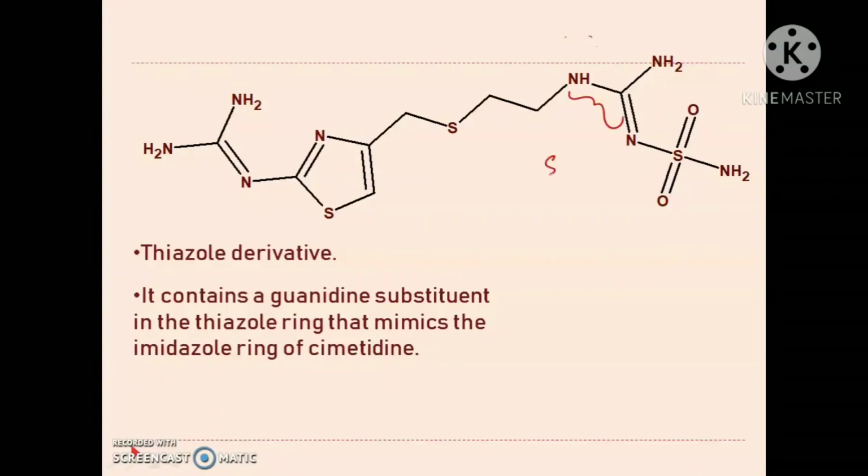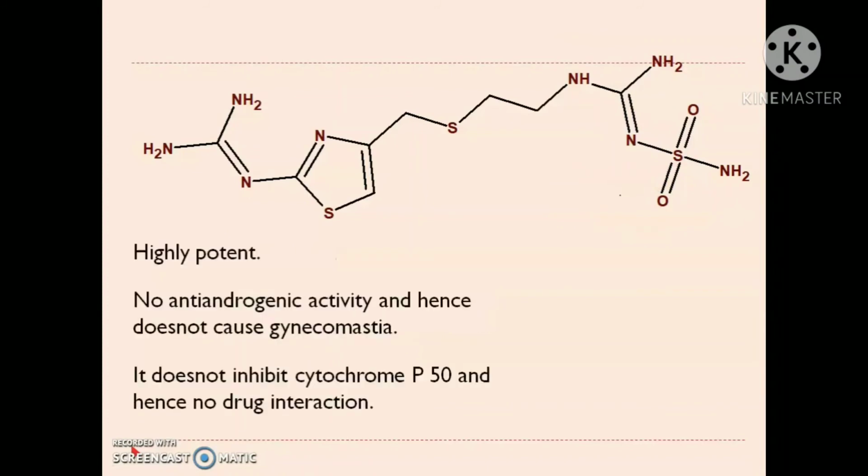The terminal nitrogen atom forms a part of the guanidine group. It is substituted with a sulfonamide group. Sulfonamidoguanidine forms the terminal nitrogen atom. Then Famotidine is a highly potent H2 receptor antagonist. It does not have any anti-androgenic activity and hence does not cause gynecomastia. It also does not inhibit the cytochrome P450 enzyme system and hence does not cause any drug interaction.